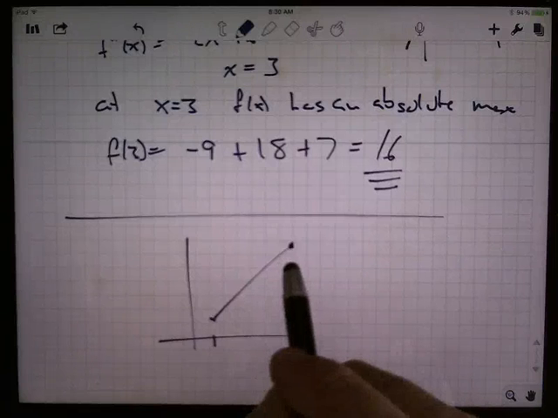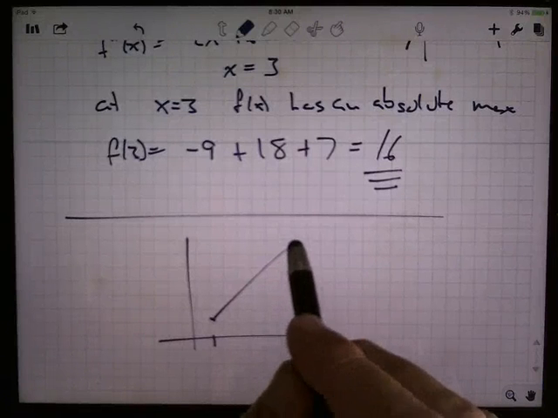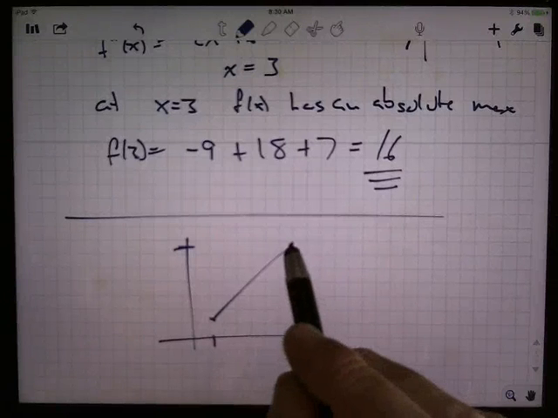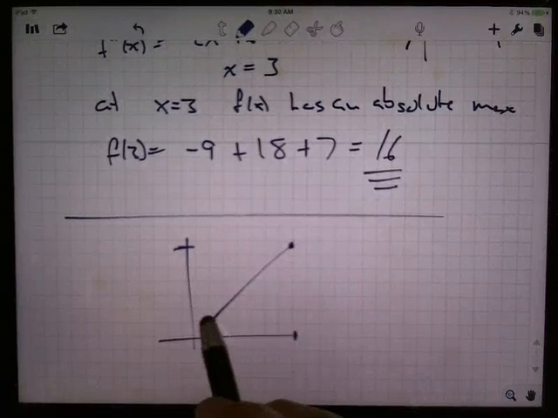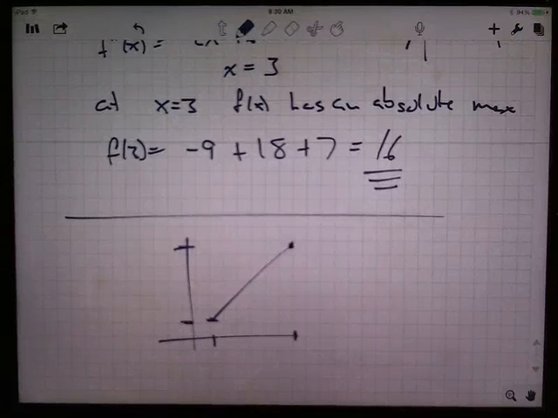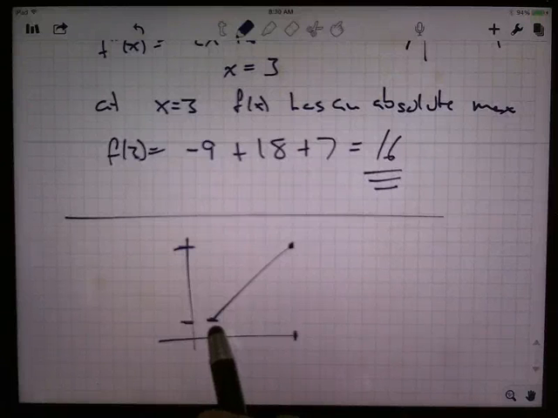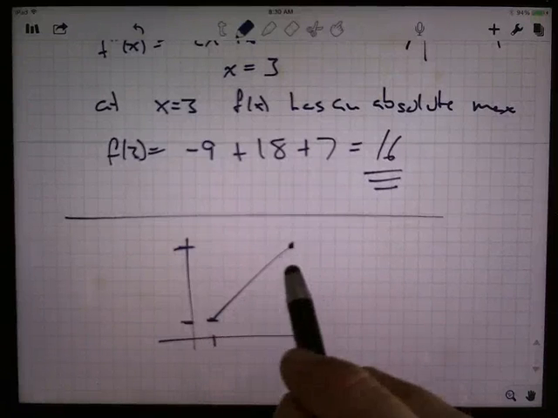So this function right here has an absolute maximum of whatever that y value is. It happens at whatever this x value is. That's the absolute max, and down here this y value is the absolute min. But generally, we don't call them local; let's call them endpoint maxes and endpoint mins.